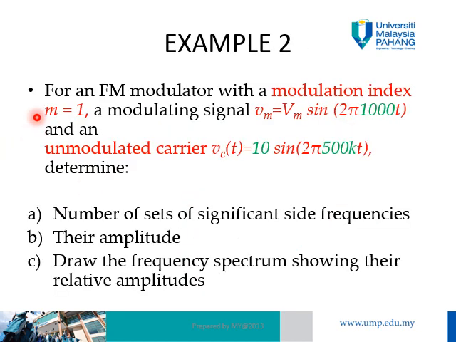Example 2. For an FM modulator with a modulation index m equal to 1, a modulating signal Vm equal to Vm sine 2 pi 1000 t, and unmodulated carrier signal 10 sine 2 pi 500k t, determine the number of sets of significant side frequencies and their amplitude. Draw the frequency spectrum showing their relative amplitude.